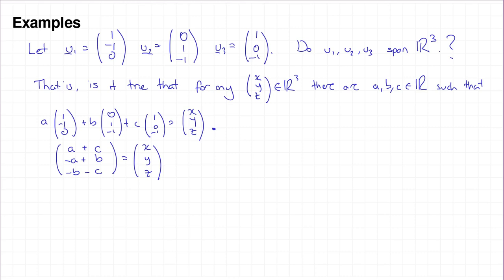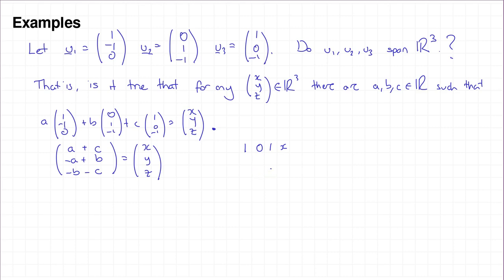So let's say I don't know how to do this. Let's say I can't tell just by looking at it. Well then I remember all the things that I learned about row-reduced echelon form, and I write down the augmented matrix for the system of linear equations a plus c equals x, minus a plus b equals y, minus b minus c equals z. Oh no, I've got that wrong. I'm jumping ahead of myself.